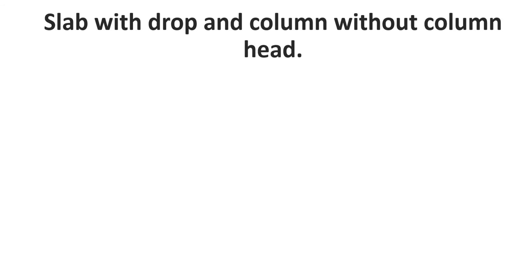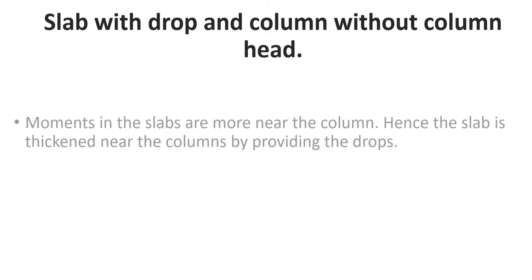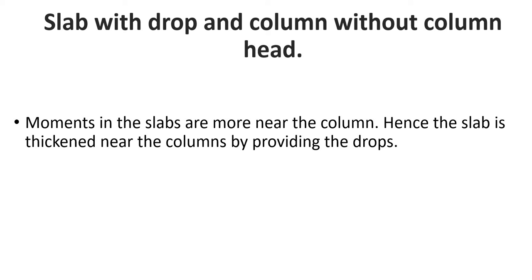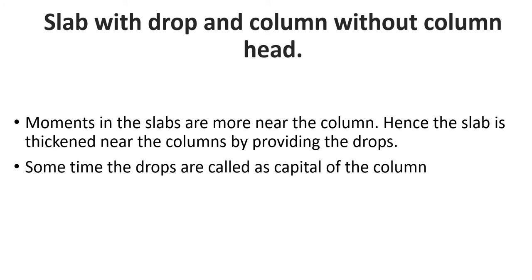Okay, the next type was a slab with drop and column without column head. Only drop was present, there was no column head. So here moments in the slabs are more near the column, hence the slab is thickened near the columns by providing the drops. Sometimes the drops are also called as capital of the column.